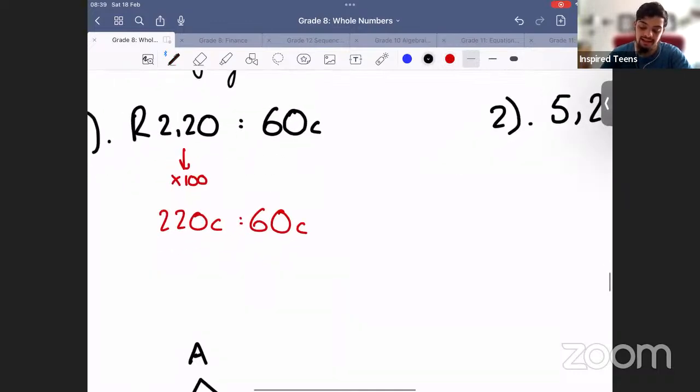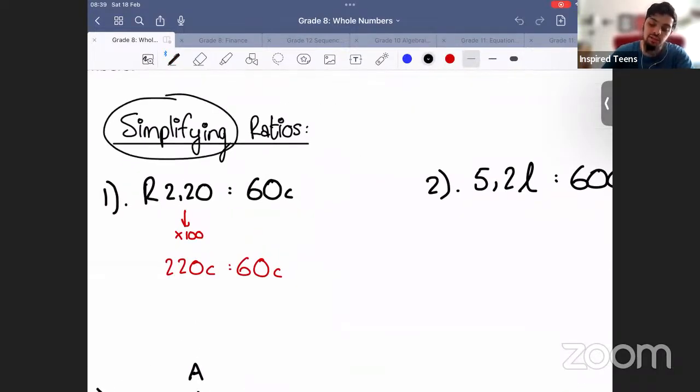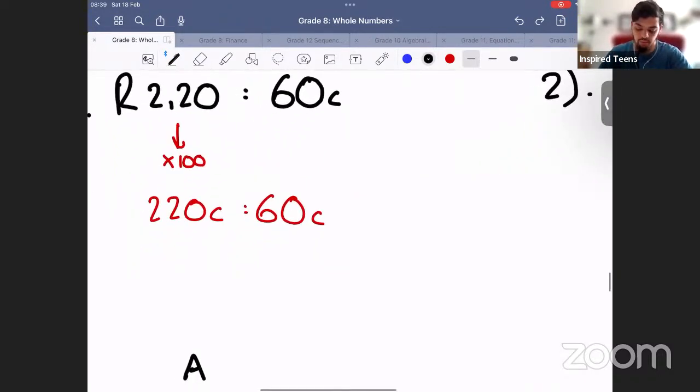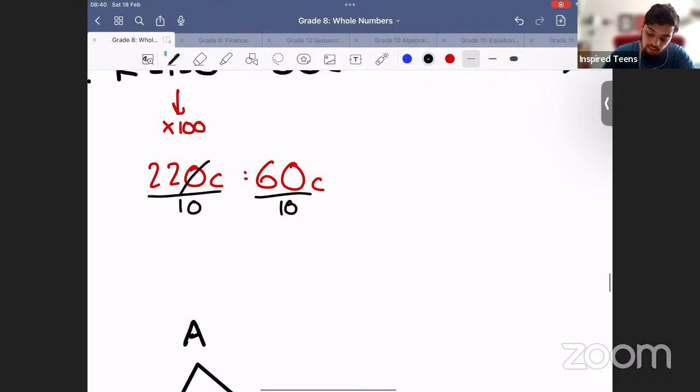Now in this case, remember our objective is to simplify the ratio. So you don't have to go directly to your final answer. What you can do is take it step by step. You need to divide them both by the same number, provided that they're both divisible by that number. In this case, I'm going to divide them both by 10 at first. When I divide these by 10, remember dividing by 10, the single zero disappears. So I'm left with 22:6. This is not the simplest ratio.